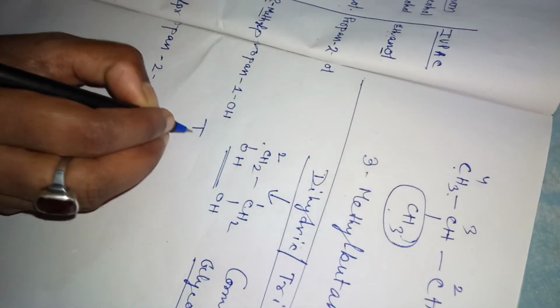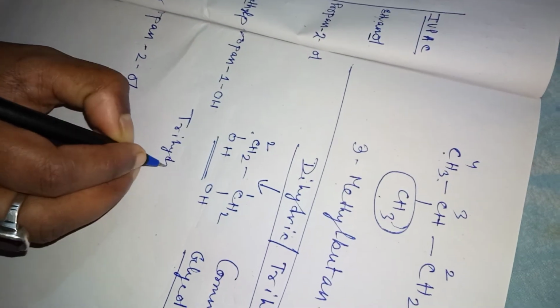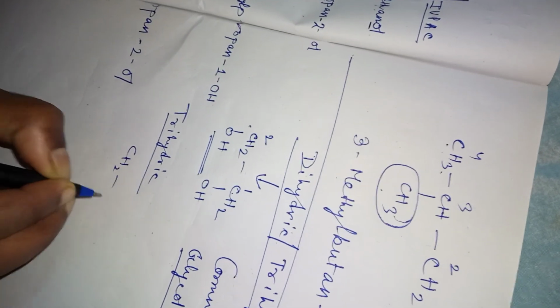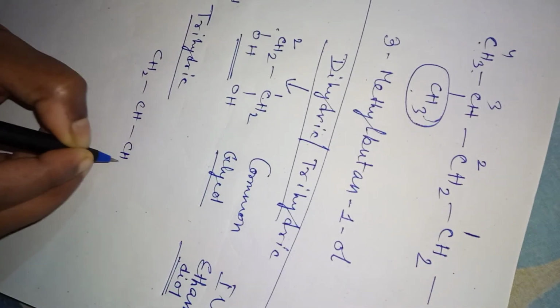Next one is the trihydric alcohol example. One example I already gave you, CH2OH CH OH CH2OH, all having one alcohol group each.